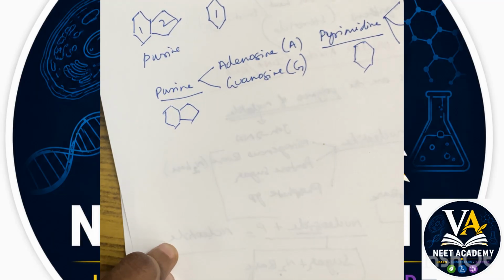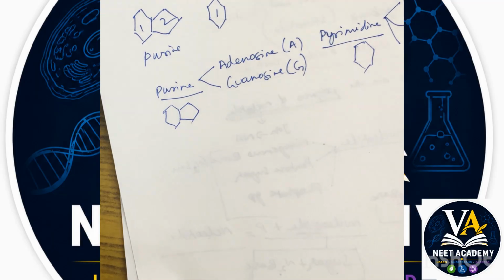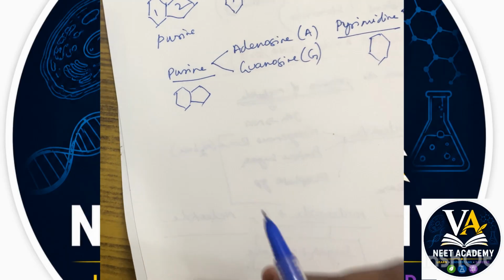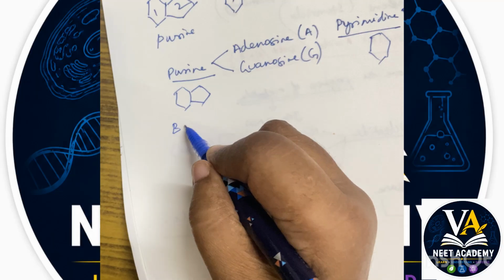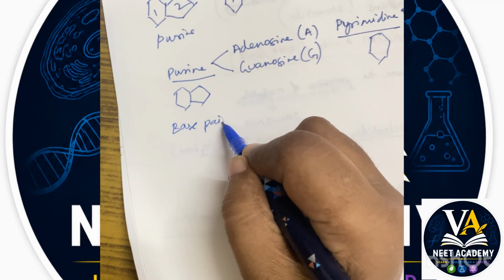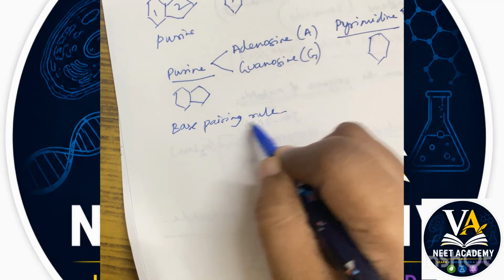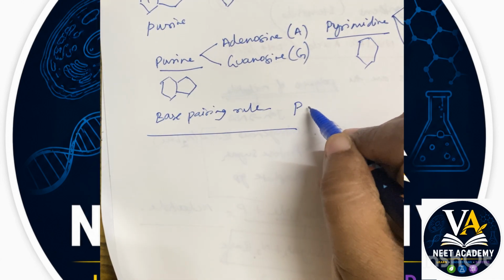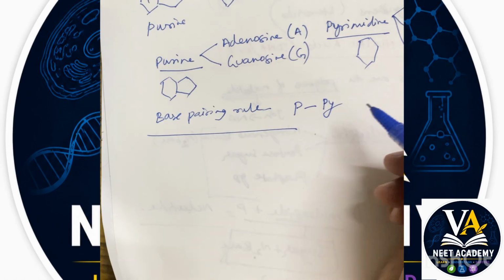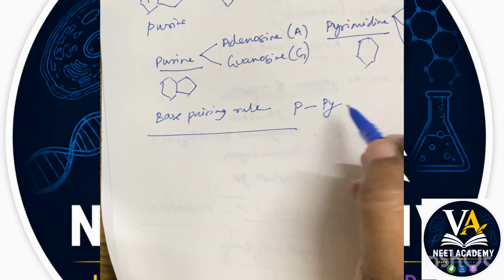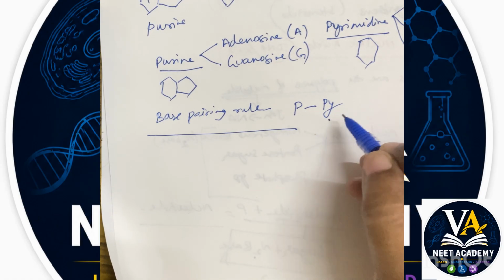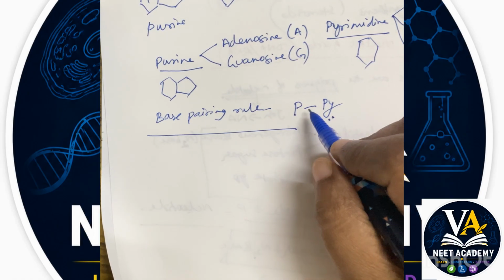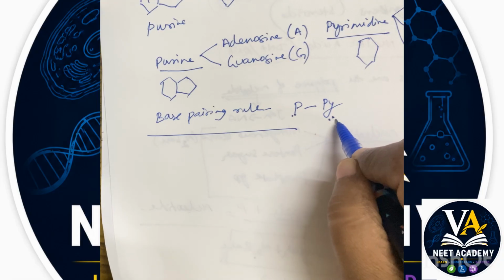That is, I think, more than enough for you to understand this right now. Now we will understand the base pairing rule for a nitrogenous base. Always understand that purine always pairs with pyrimidine. P is the short form of purine, PY is the short form of pyrimidine. Purine has to pair only with pyrimidine.